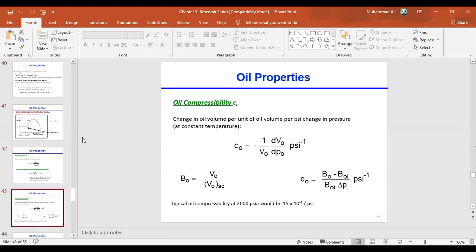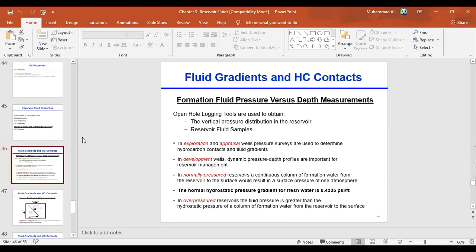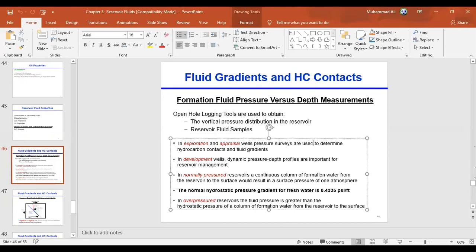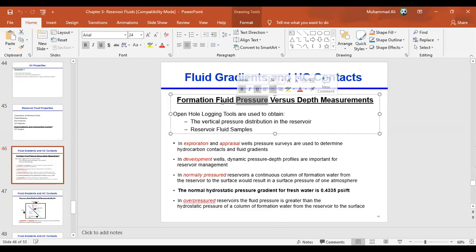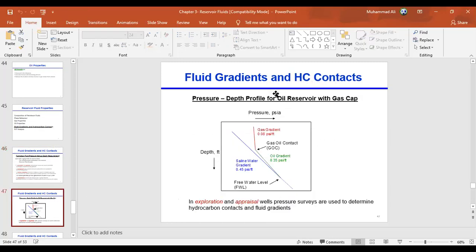Now I'm going to talk about something very important here, which is the fluid pressure versus depth measurement. Actually, as far as I remember, one of my friends had a job where he was just on the software, and data was coming from the well, and he was recording the fluid pressure versus depth, and based on that they were getting whether they have the oil reservoir, gas reservoir, or the water reservoir down. Now let me share with you what's going on here.